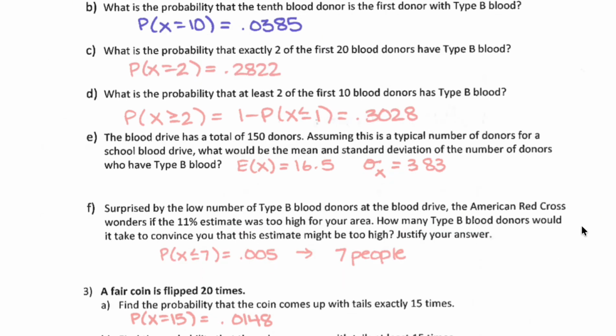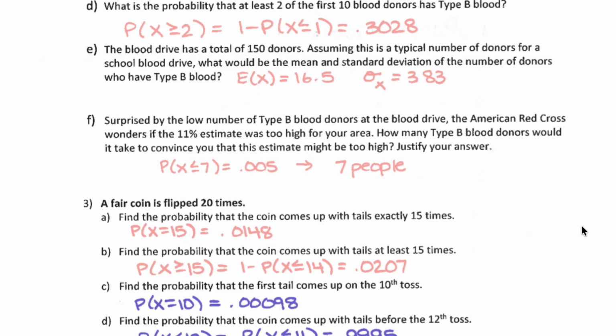Part F. Surprised by the low number of type B blood donors at the blood drive, the American Red Cross wonders if the 11% estimate was too high for your area. How many type B blood donors would it take to convince you that this estimate might be too high? Justify your answer. So we check when probability is very small. So probability of x less than or equal to 7 is 0.005. So if we observe 7 or fewer, that's unusually low. So about 7 people would make us question the 11% estimate.